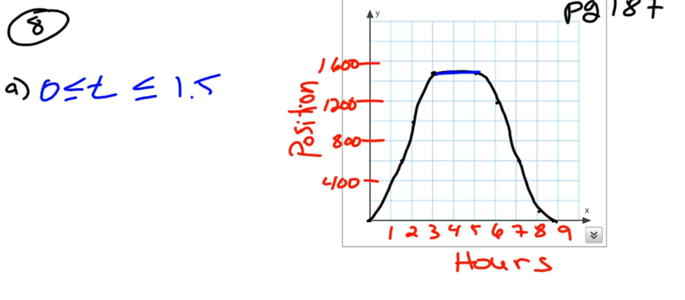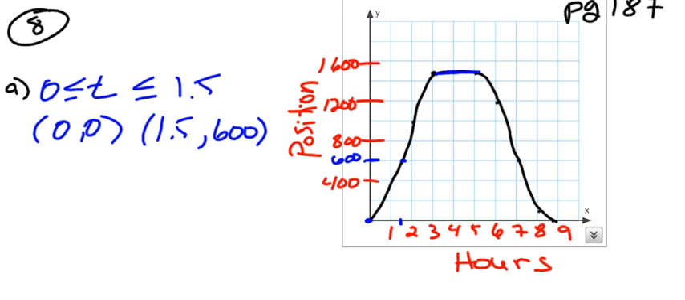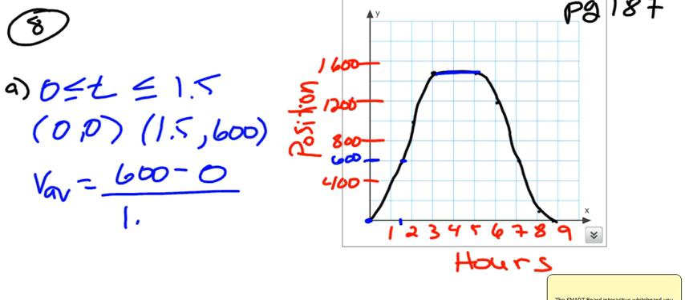So we're going to assume we are using average velocity, starting at this point. And at 1.5, it looks like I have an output of maybe 600. So I have two points, (0, 0) and (1.5, 600). We can calculate the slope from here. It's the average velocity, so it'll be 600 minus 0, all over 1.5 minus 0. We end up with 400, which should be miles per hour.